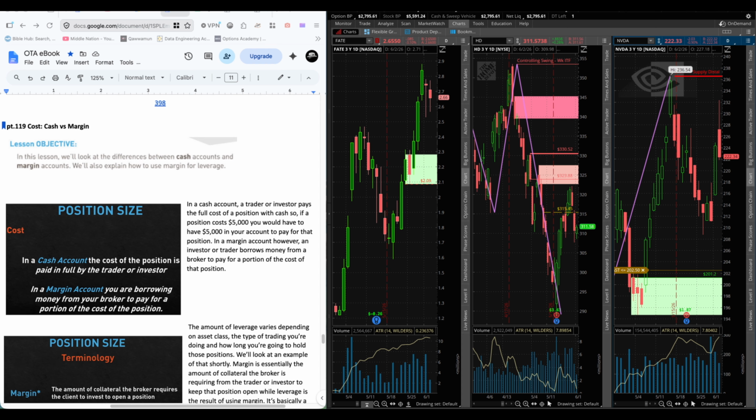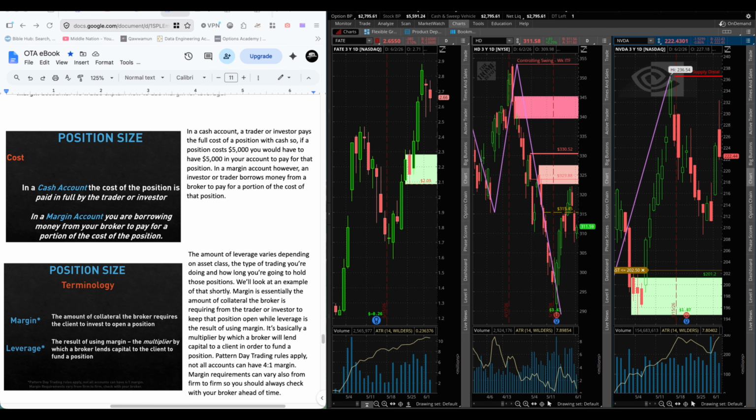Now, in a cash account, a trader or investor pays the full cost of a position with cash. So if the position costs $5,000, then you would have to come up with $5,000. In a margin account, however, an investor or trader borrows money from a broker to pay for a portion of the cost of that position. The amount of leverage is going to vary depending on the asset class and the type of trading you're doing and how long you're going to hold those positions. We'll look at an example of that shortly.